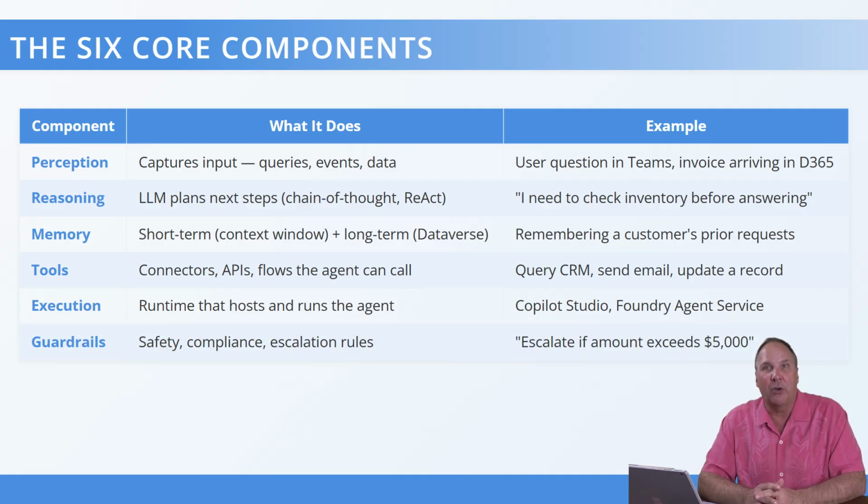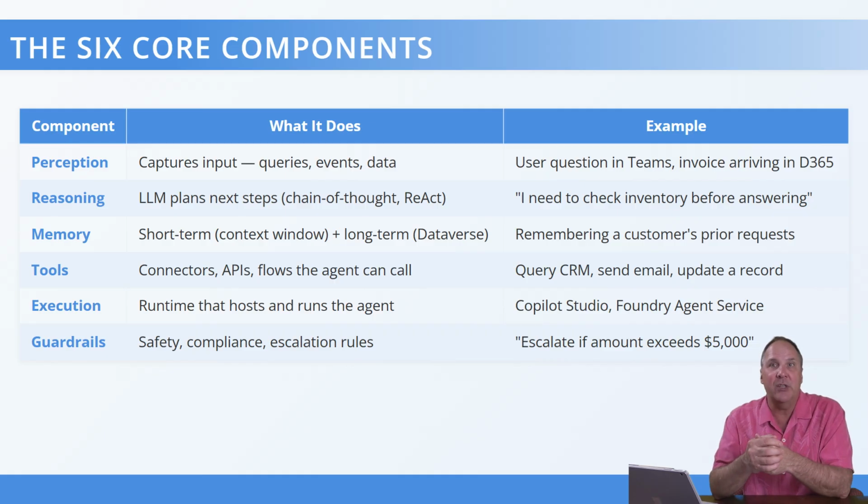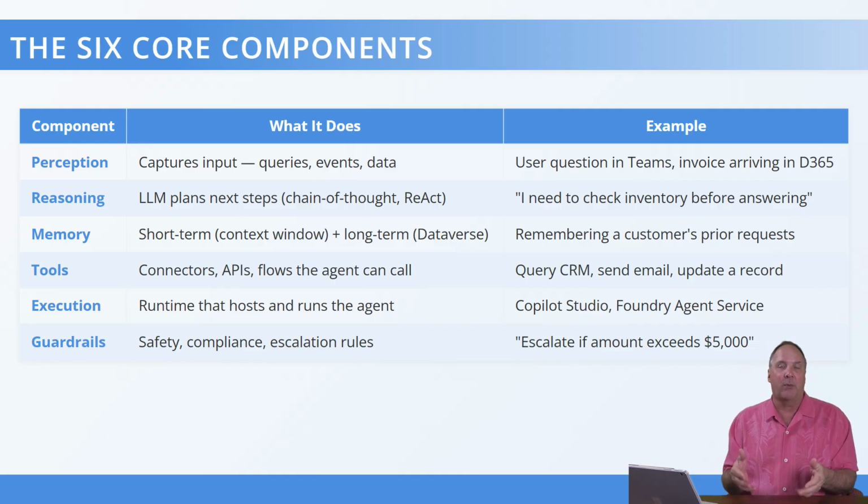Sixth, your guardrails. These are the safety systems, and they're non-negotiable for enterprise deployment. Content filters prevent harmful outputs. DLP policies stop sensitive information from going where it shouldn't. And authentication through Entra ID ensures the agent only accesses what it's authorized to access. And escalation logic says, if confidence drops below a certain threshold, bring in a human.